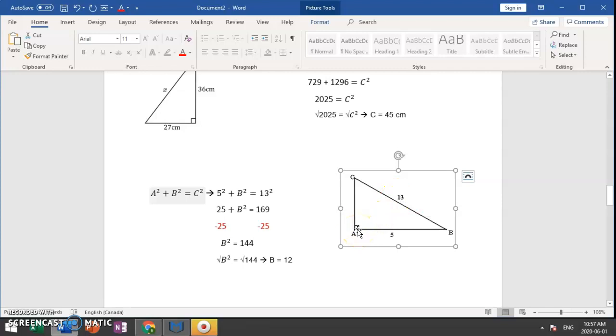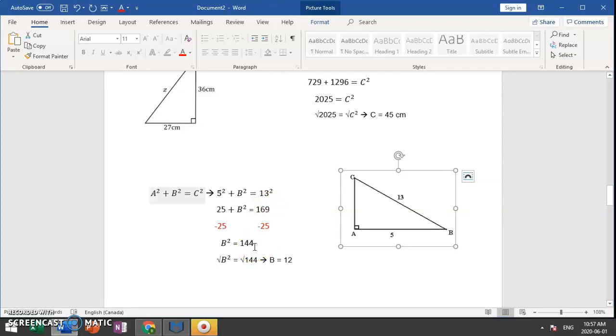So let's solve in some numbers. 5 squared instead of A squared. We're leaving B squared because we don't know how long it is. And then equals 13 squared, right? 5 times 5 is 25, plus B squared equals 13 times 13 is 169. Why isn't B squared by itself? Well, it's being added to 25. Following algebra, just subtract 25 from both sides to get rid of it. B squared equals 169 minus 25, or 144.